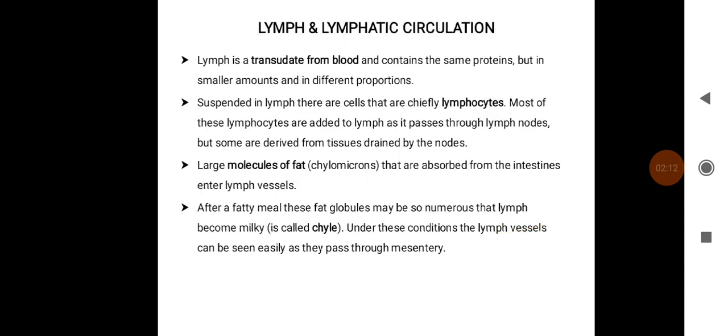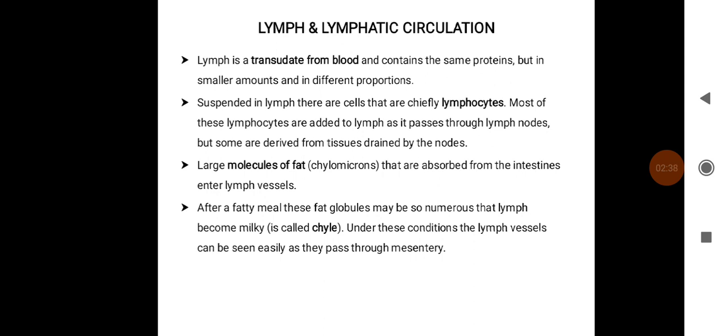Lymph is a transudate from blood and contains the same proteins but in smaller amount and in different proportion. Suspended in lymph, there are cells that are chiefly lymphocytes. Most of these lymphocytes are added to the lymph as it passes through the lymph nodes, but some are derived from tissues drained by the nodes.